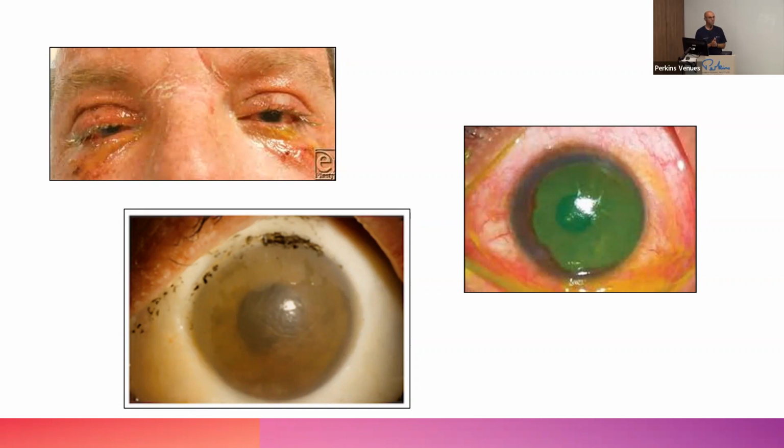Great. So this is a typical chemical injury sort of presentation. Both lids affected, it can be unilateral, obviously, but often it is bilateral. The image on the right, you've got an area of the cornea staining with green.